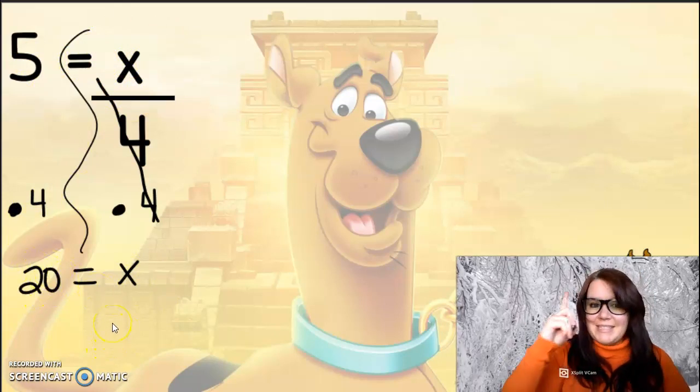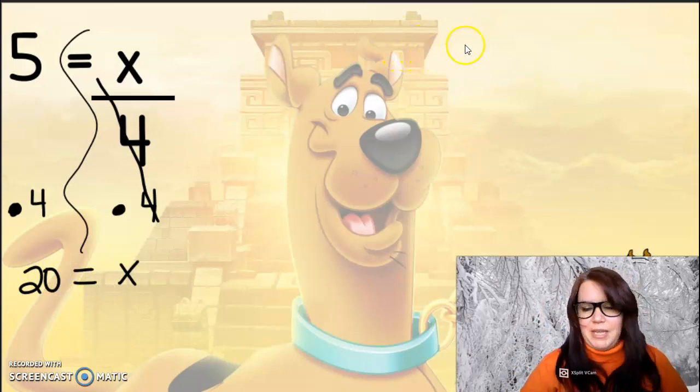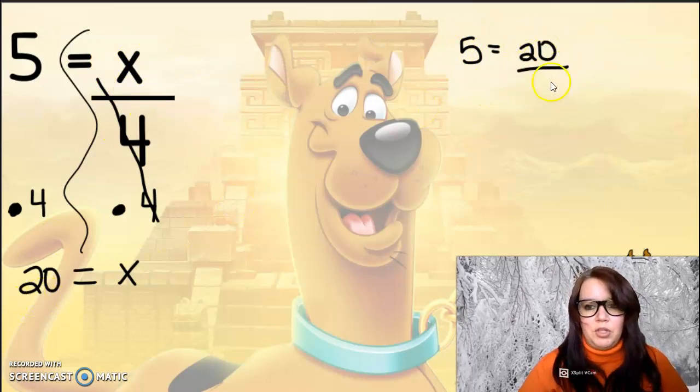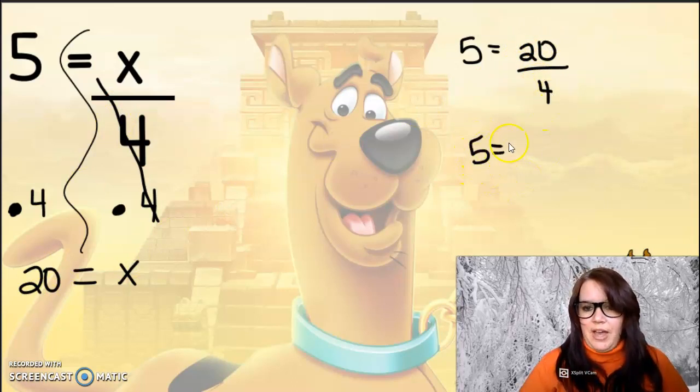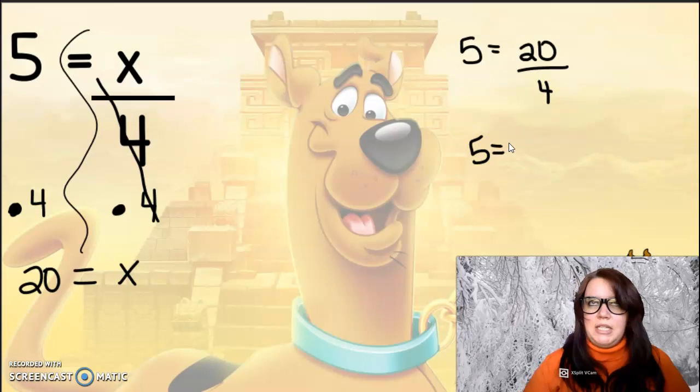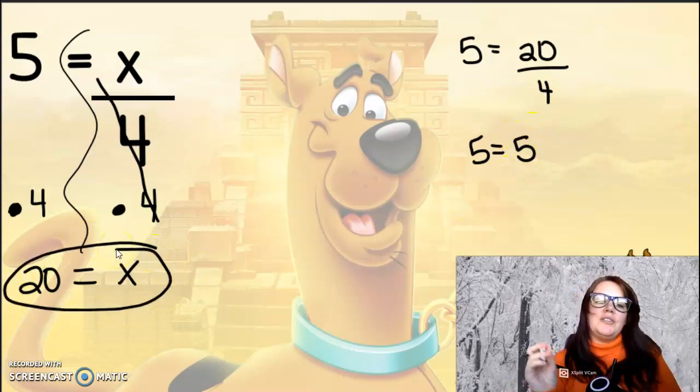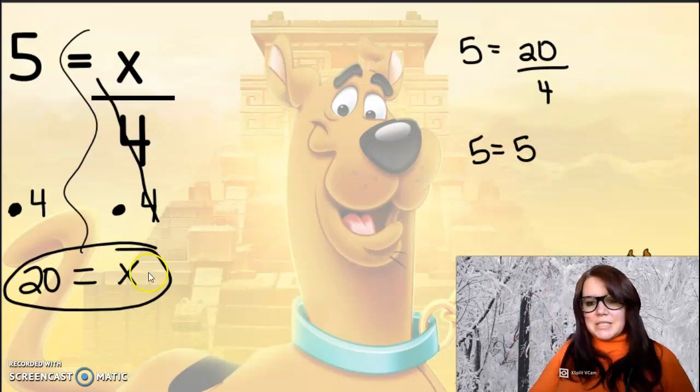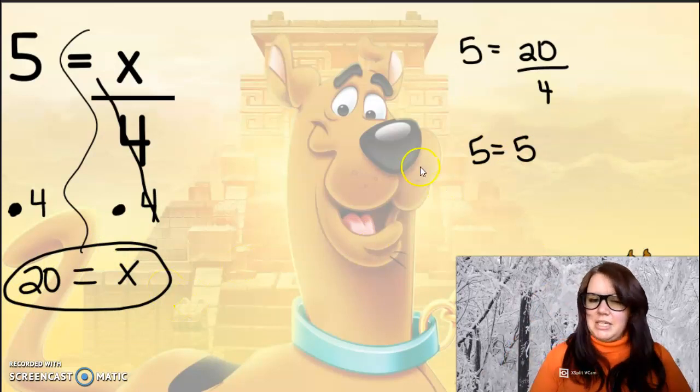Okay, let's see if that's a true statement. Let's make sure that's right. 5 equals, instead of the x, I'm going to put a 20. I'm going to substitute. 20 divided by 4. 5 equals 20 divided by 4, which is 5. Sweet. So I just used my mystery skills to solve this mysterious variable.